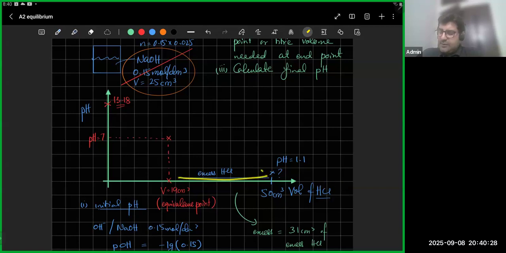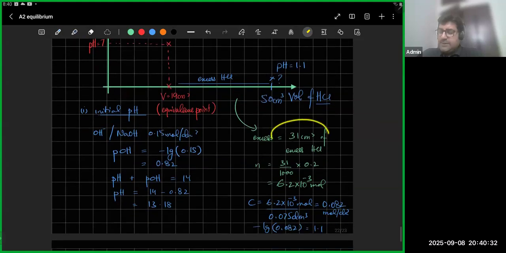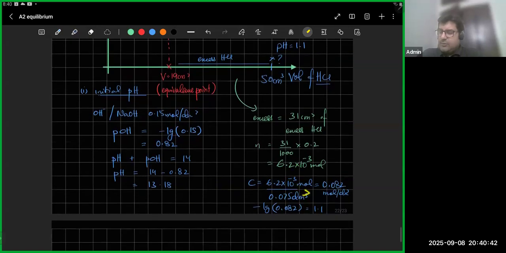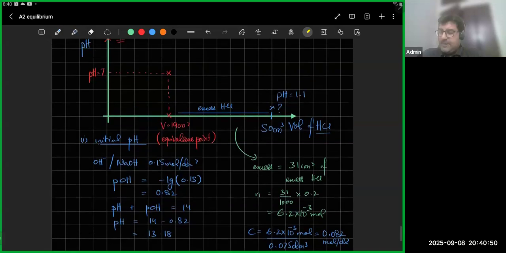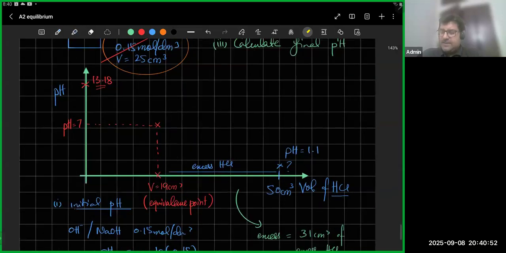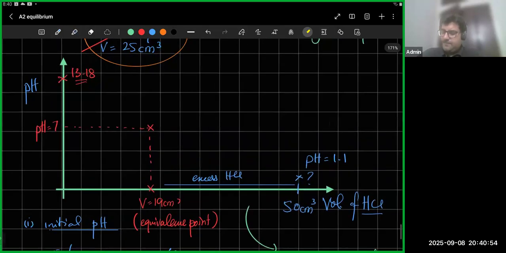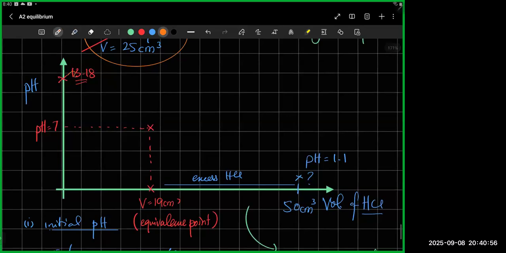So that means you were adding a lot of excess HCl, right? So we were able to figure out that there was 31 cm cube of excess HCl, which came out to be these many moles. And since the two solutions are now combined into one solution at the end, the total volume of the solution is 75 cm cube, and we were able to figure out the concentration and then eventually the pH as well. Is this clear? Yes.